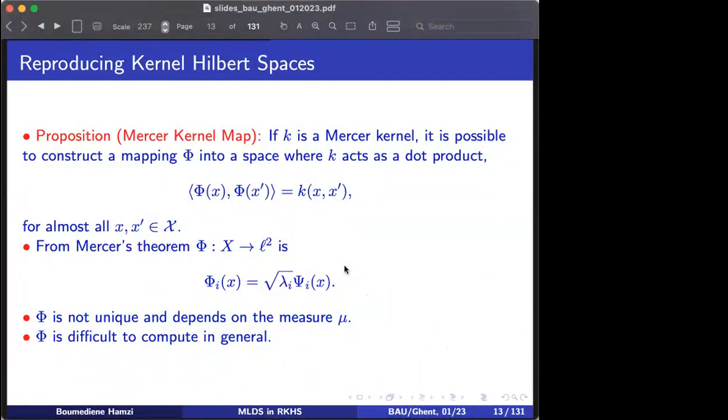As I mentioned earlier, even here phi is not unique, because it depends on the measure that appears in the integral operator. And in general, phi is also difficult to compute, because it's not that easy to compute eigenfunctions and eigenvalues of an integral operator in general.